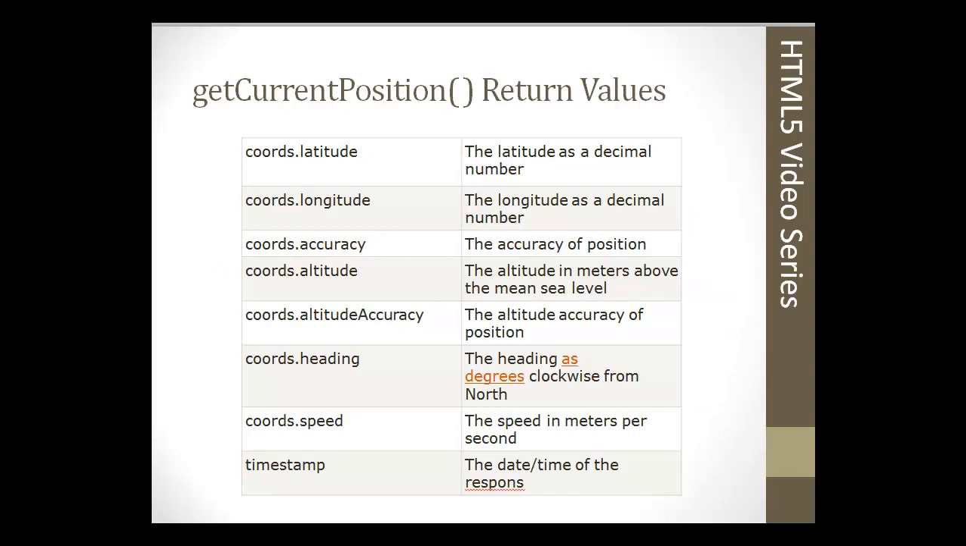And these are getCurrentPosition's possible return values. We have the latitude and longitude as a decimal number, the accuracy of the position, the altitude, the heading, the speed, and the date and time of the response.